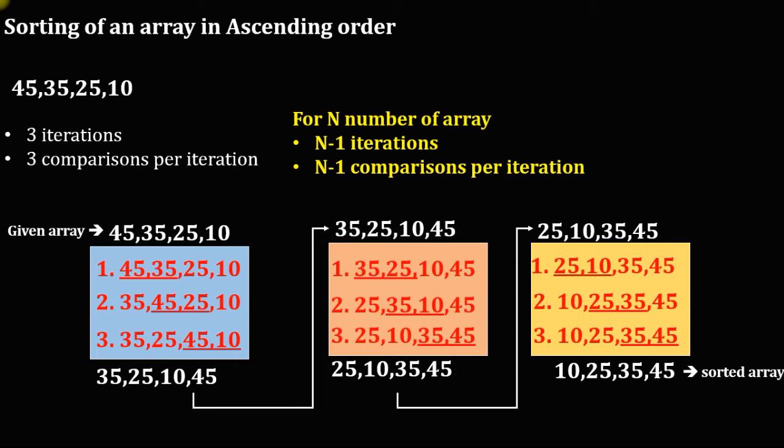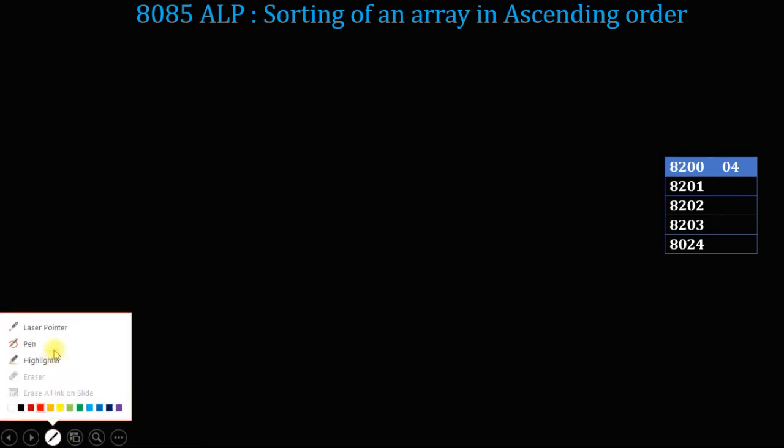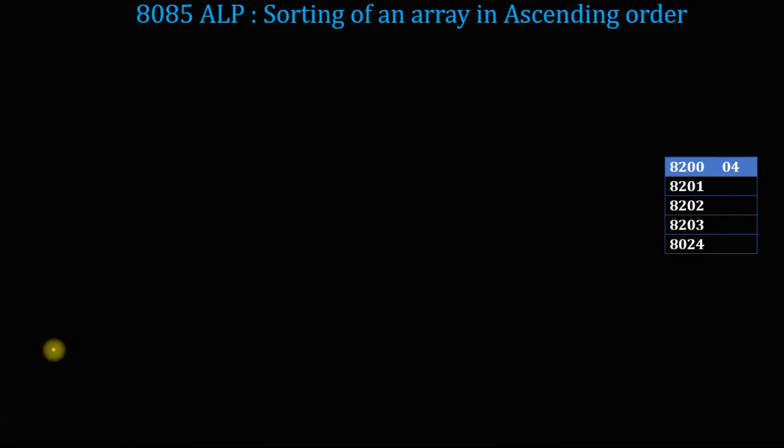This is the correct procedure for sorting an array with the help of a processor or a controller. Let's write an assembly language program. Just assume that in 8200 we have stored 04. So what we have to do is, we are in the need of the n minus 1 value, is it not?